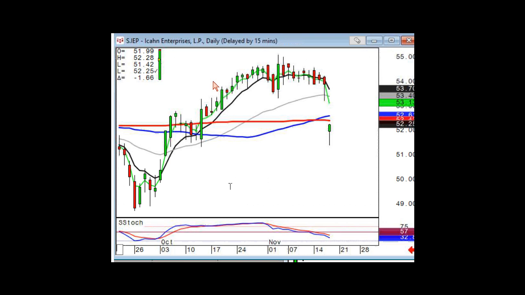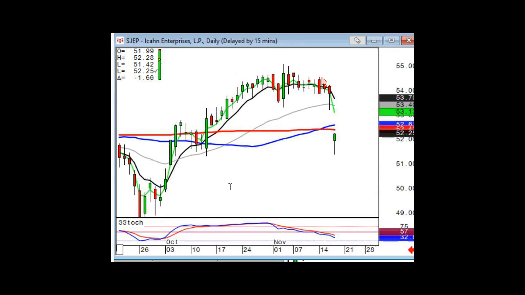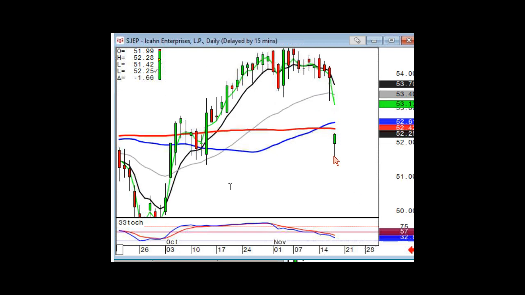IEP, look at your dumpling top. So you would have been short on this one because you wouldn't have been long with it closing below the T line, and you can see the dumpling top. Now you can short this one if it starts showing weakness. Expect more downside.